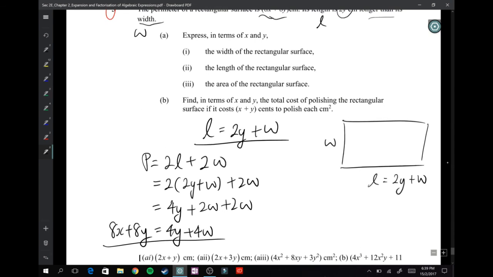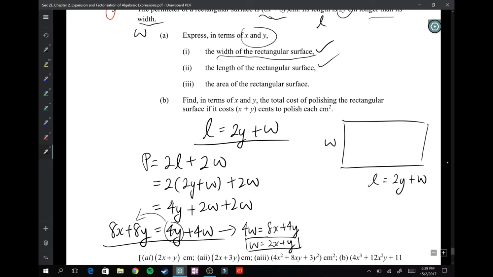Now we're going to solve the question. You find the width of the rectangular surface in terms of x and y. So from here, you can continue on. 4W equals, you bring the 4y over from this side to this side, it becomes a minus. So 4W equals 8x plus 4y. So W equals 2x plus y. We divide by 4 throughout. So this is the first answer, 2x plus y.